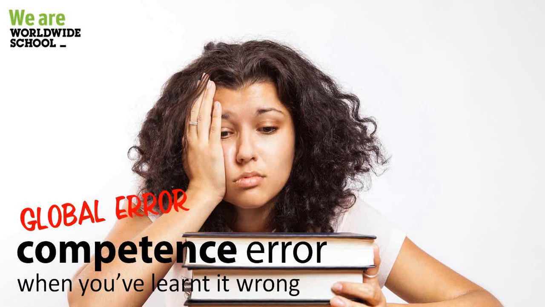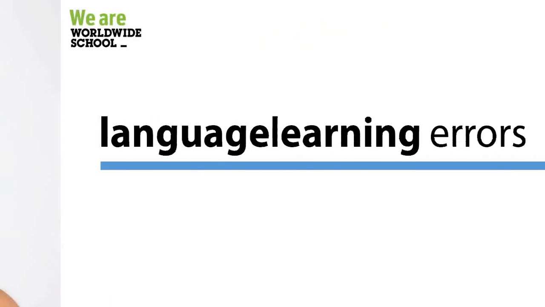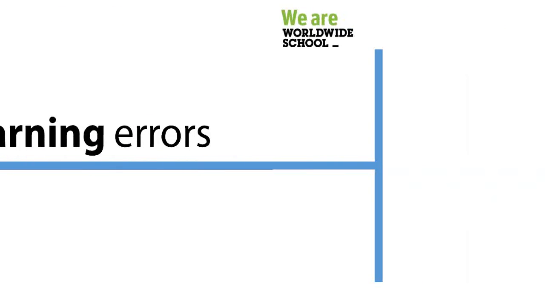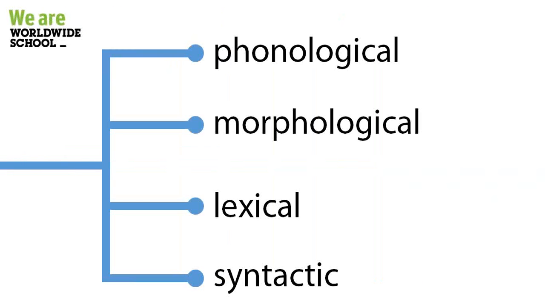So now we know that the two most important types of error are the so-called performance error and competence error, which brings us smoothly to the subject of language learning errors, which encompasses both categories. So when you learn a language, it is likely that you make performance errors and competence errors. However, when it comes to language learning errors, there are even more kinds of errors, and here they are. We have phonological errors, morphological errors, lexical errors, and syntactic errors.